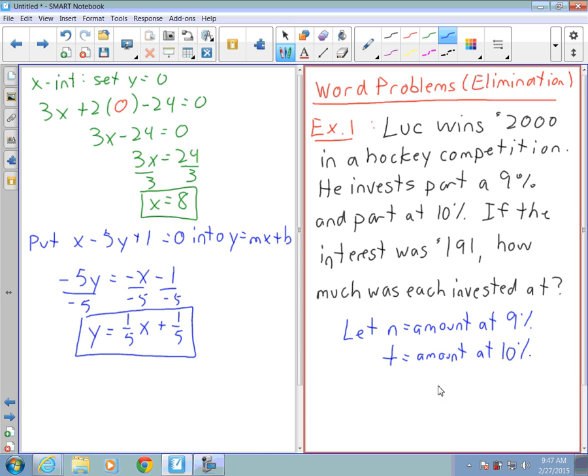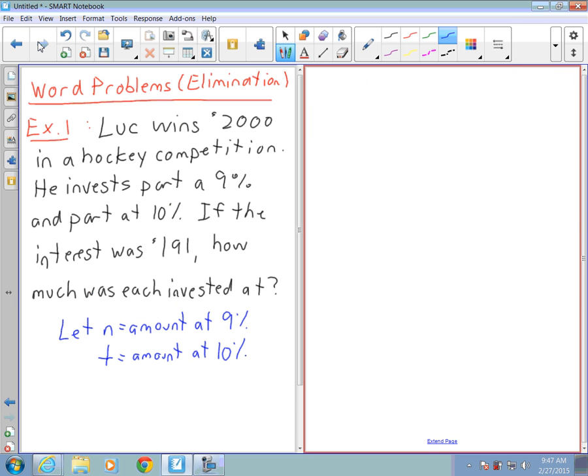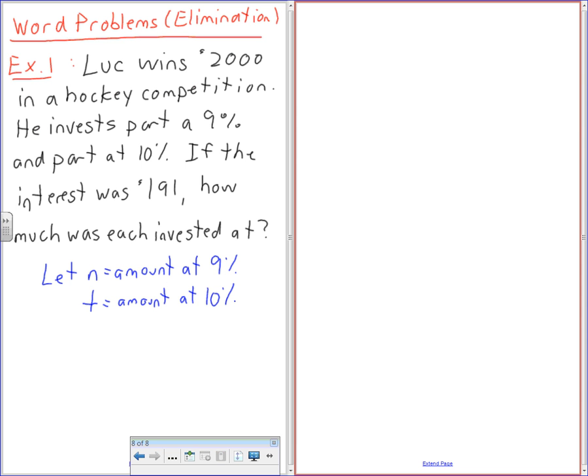Does anyone think that they have an equation? Not both, let's start with one here. Yeah, go ahead. Oh, x plus y. Yeah, n plus t, not x plus y, but I'm going to say n plus t equals 2,000. Now, that is just the given information. It says there's $2,000 altogether. So a chunk at 9% plus a chunk at 10% is going to be $2,000 altogether.